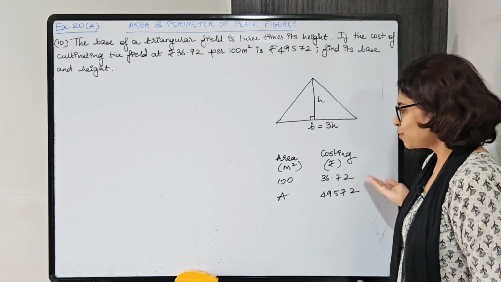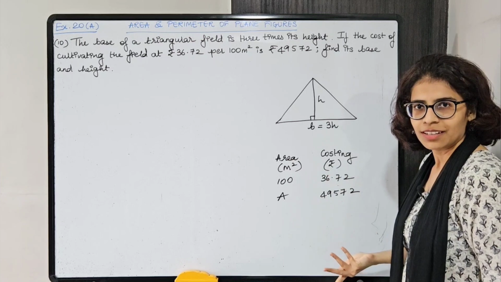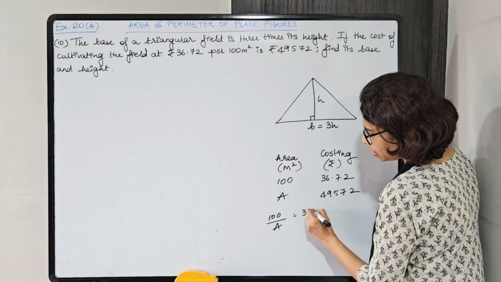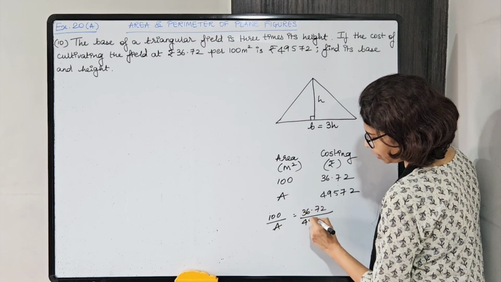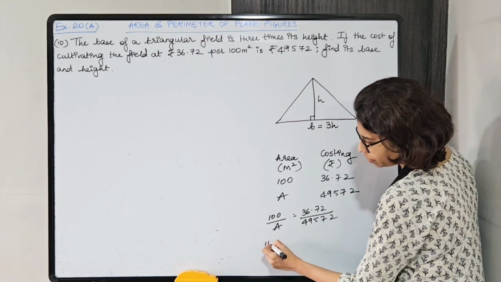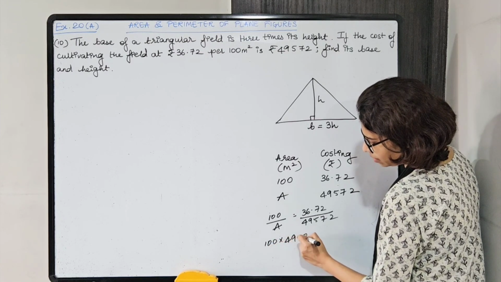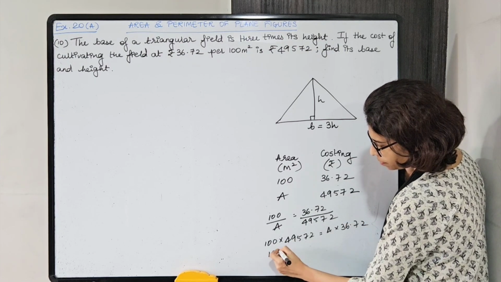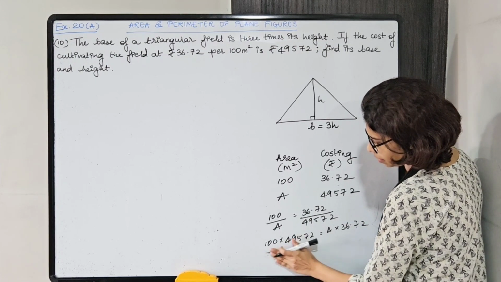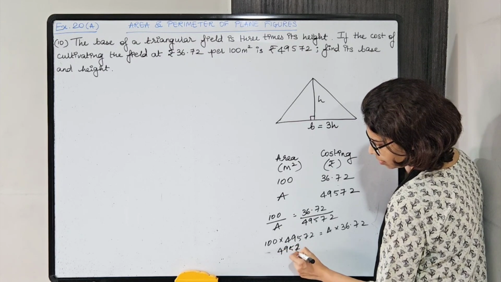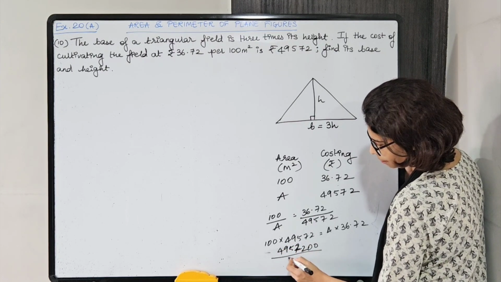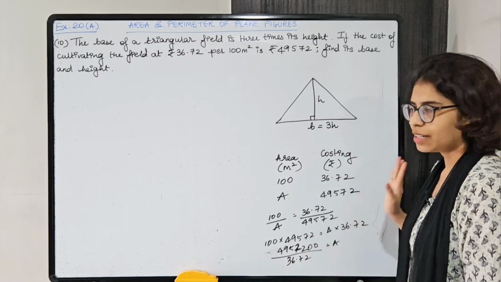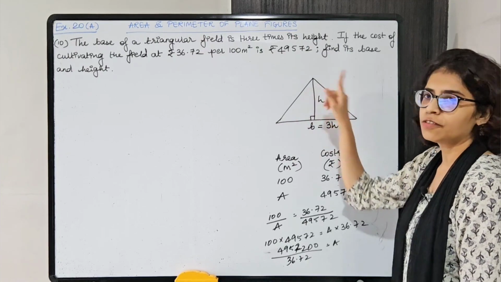We can easily find out the area using the unitary method. So I can say 100 by A is equal to 36.72 by 49,572. So solving further, cross multiply करेंगे, इसको भी shift करेंगे. This will become 49,572 multiplied by 100, and 36.72 in the denominator. ये सॉल्व करके मुझे एरिया मिल जाएगा, the area of the entire field.